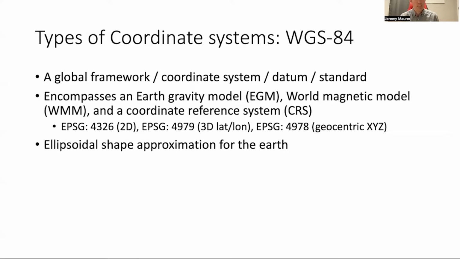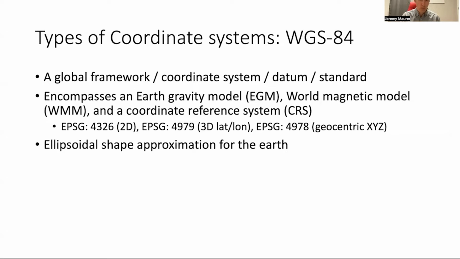that means that your heights are going to be based on the ellipsoid, not the geoid. So it's very important when you're using WGS 84 that you make sure you understand what your heights are referenced to. Are they referenced to mean sea level? In which case, you're referencing a gravity model.